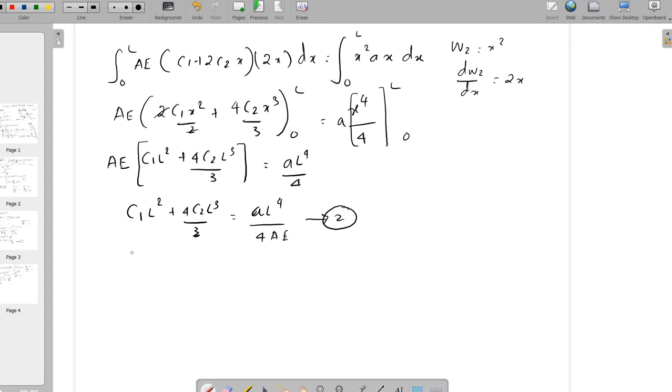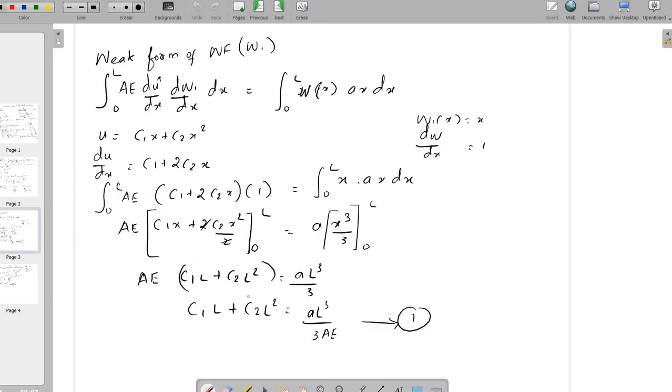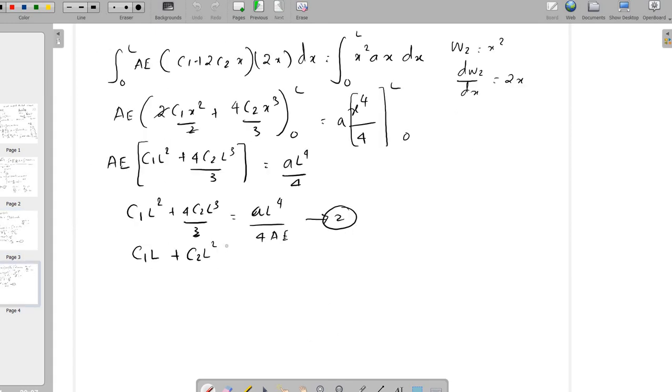So how can we solve? I am going to write the first equation, C1L plus C2L square. You can refer from the previous page: C1L plus C2L square is equal to AL cube by 3AE.